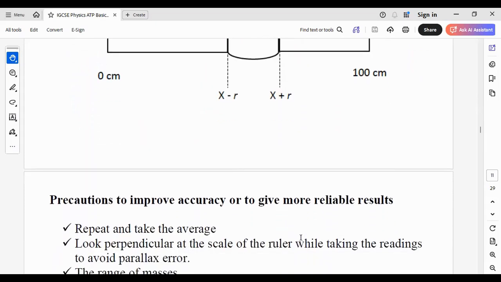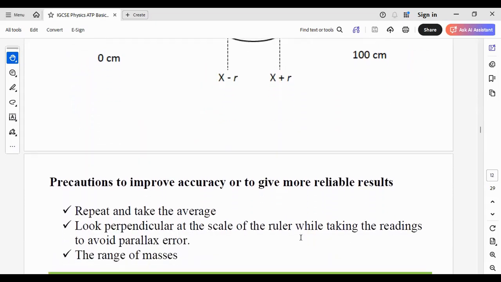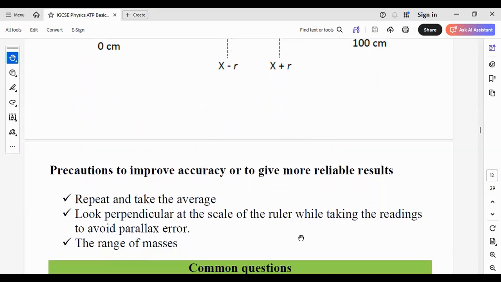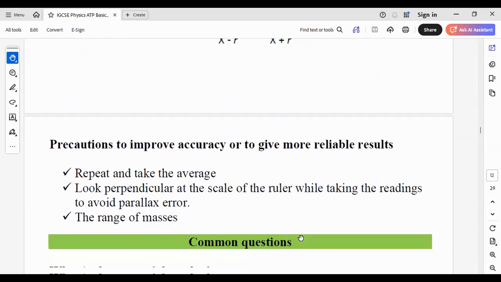Precautions to improve accuracy or to give more reliable results. In this experiment, repeat and take the average. Look perpendicular at the scale of the ruler while taking the readings to avoid parallax error, or take a range of masses. Do not depend on only one single kind of mass.